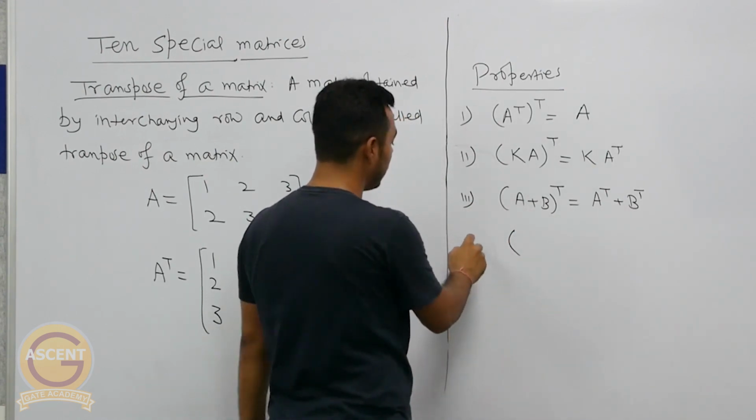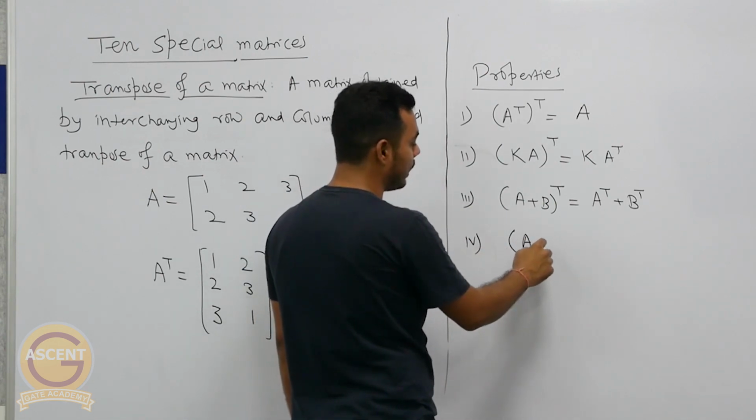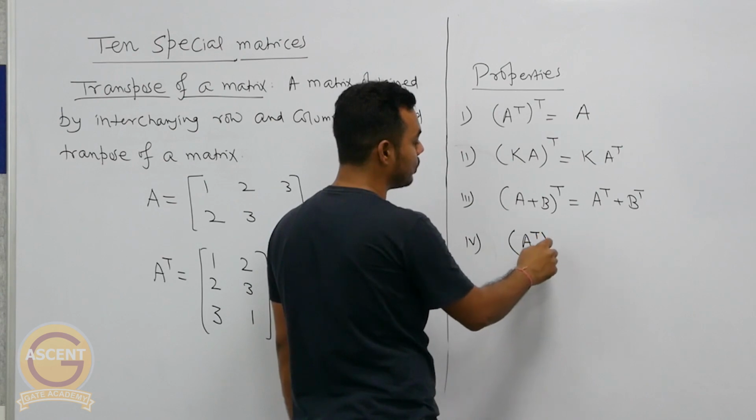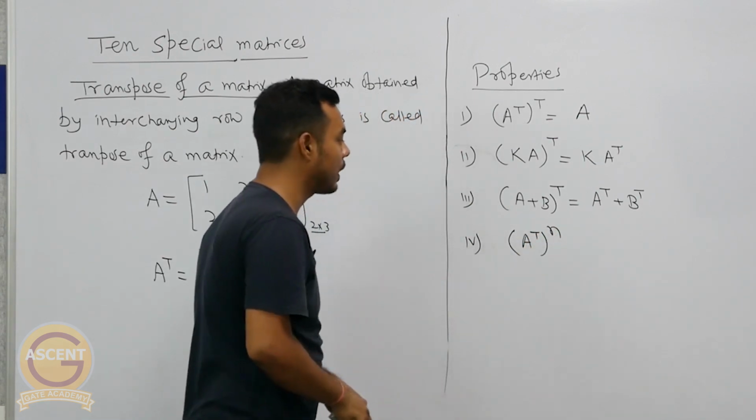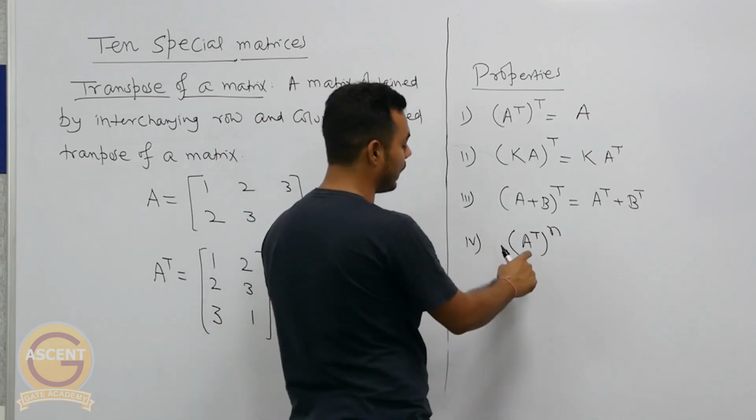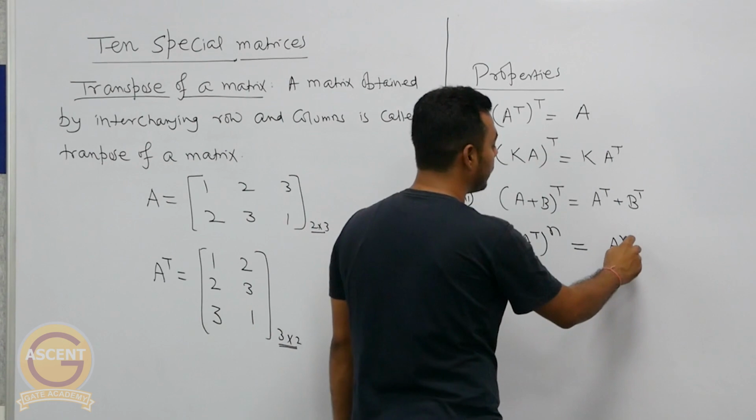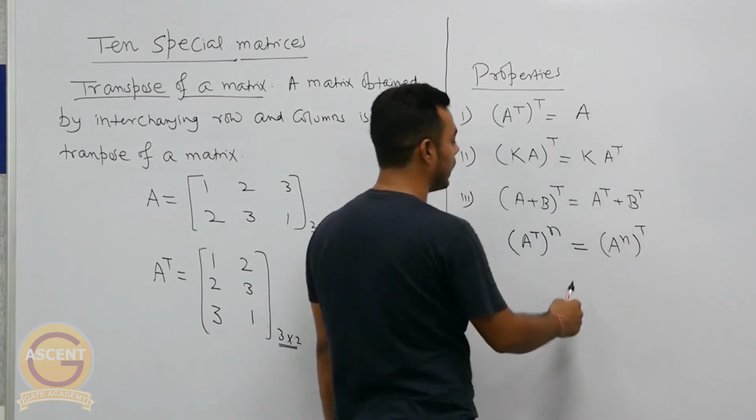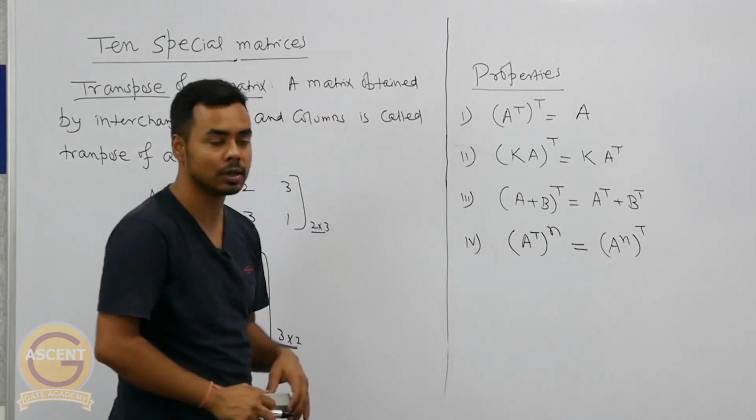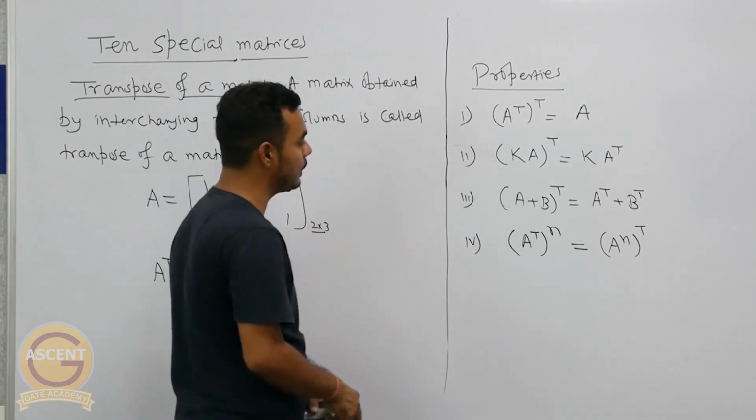Then the fourth property is that if I have a matrix A and we have to find A transpose to the power n, where n is some integer, for example 2, 3. So if I have to calculate A transpose to the power n, I can write this as A to the power n transpose. We can take this index inside and transpose outside. With the help of some examples, we'll see when to apply this formula.